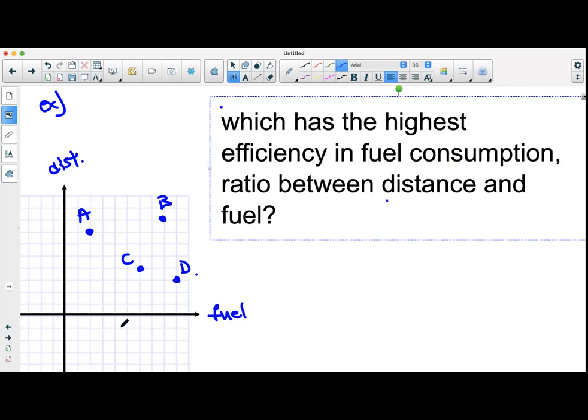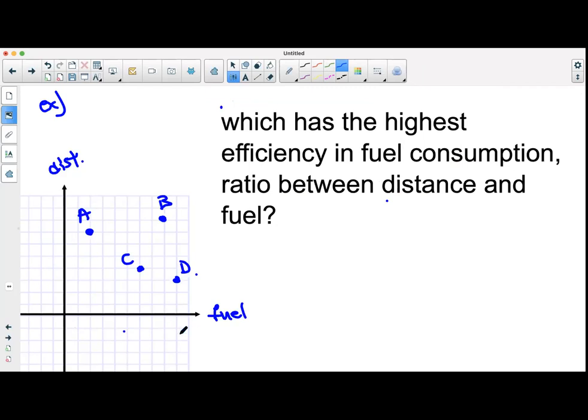And I'll say each box is 10 miles. I mean, on the other axis each one is gallons. So I'm looking for which one of these 4 points has the highest fuel efficiency. Okay, meaning the ratio between distance and fuel. Okay, all right.